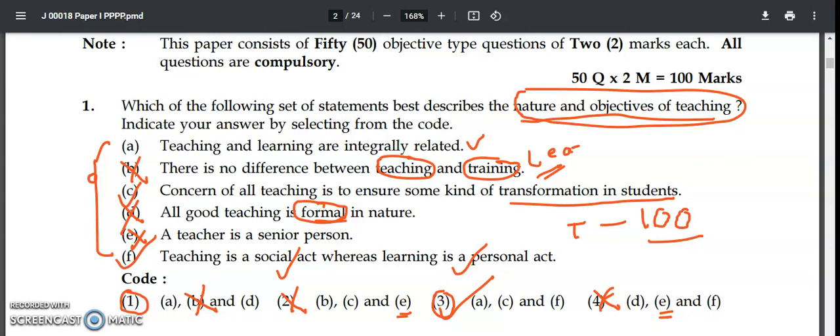That means we can take option F as the correct one. So option 3 is the correct answer. It is the answer as well as the explanation of this one. Got it? And coming to the next question.